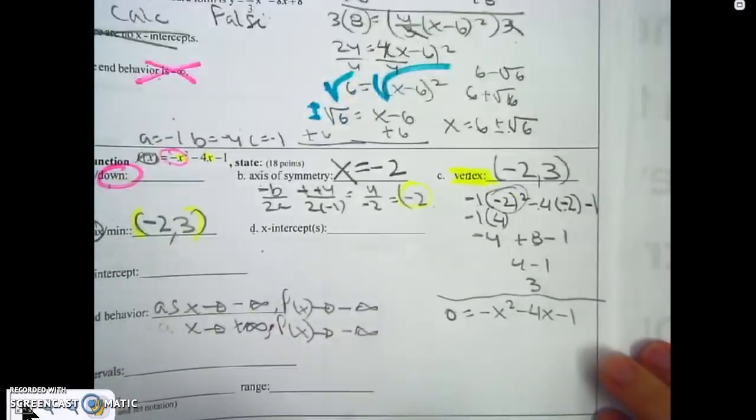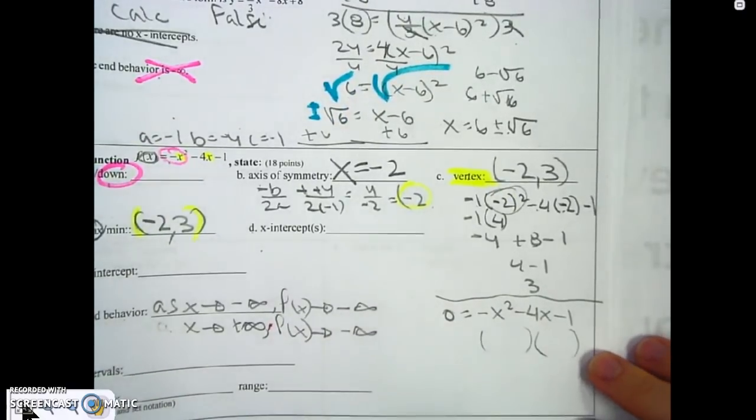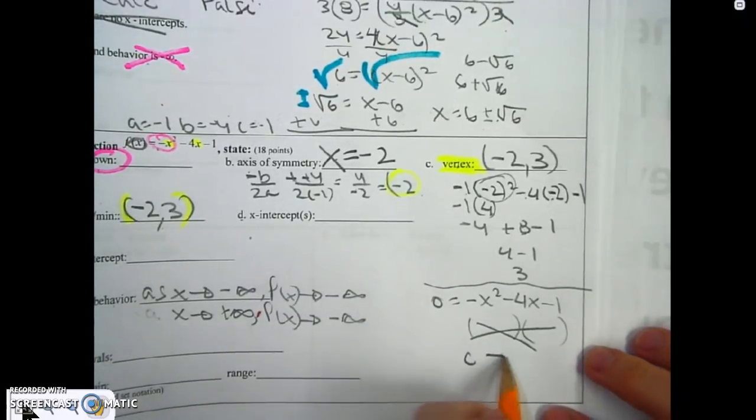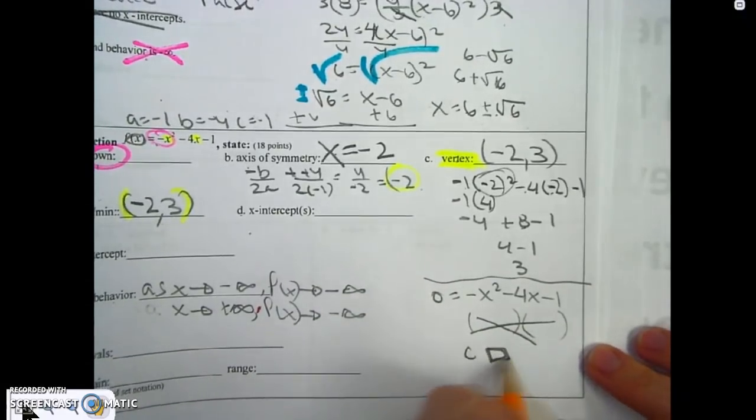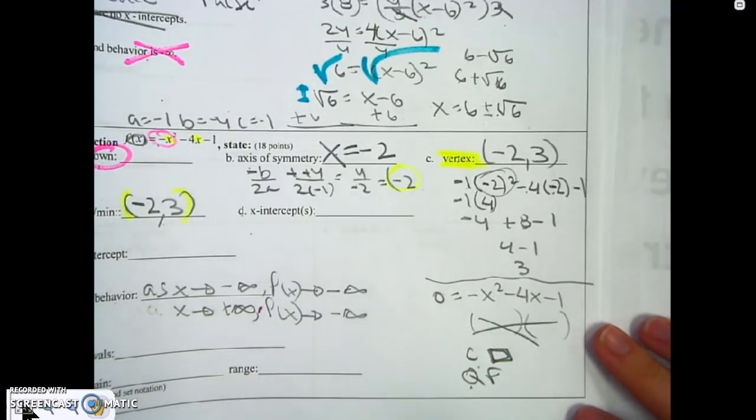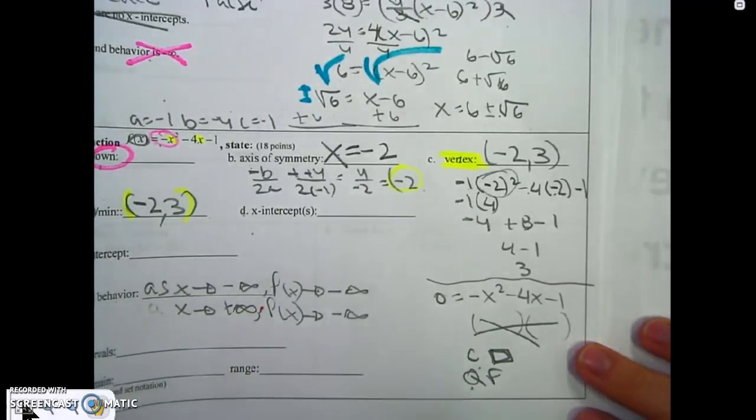And I'm going to try to factor, but I know that I can't factor. So since I can't factor, I have two options. I can complete the square, or I can just do the quadratic formula. I don't know about you, but quadratic formula seems a little bit easier to me.